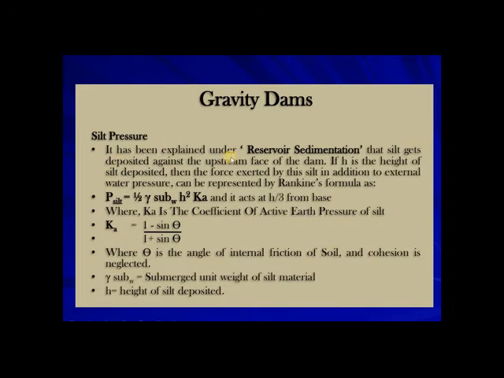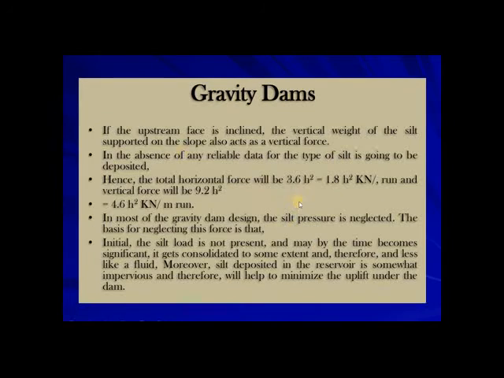Next is silt pressure. It has been explained under reservoir sedimentation that silt gets deposited against the upstream face of the dam, and H is the height of the silt deposited. Then the force exerted by silt in addition to external water pressure can be represented by Rankine's formula, that is equal to 1/2 gamma submerged weight of soil particles H square into Ka, and Ka is equal to (1 minus sine theta) over (1 plus sine theta), where theta is the angle of internal friction of soil, cohesion is neglected, and gamma is the submerged weight of silt particles, H is the height of silt which is deposited, and it will act at H/3 from the base.